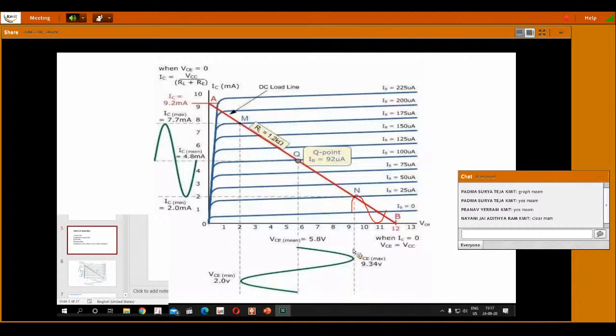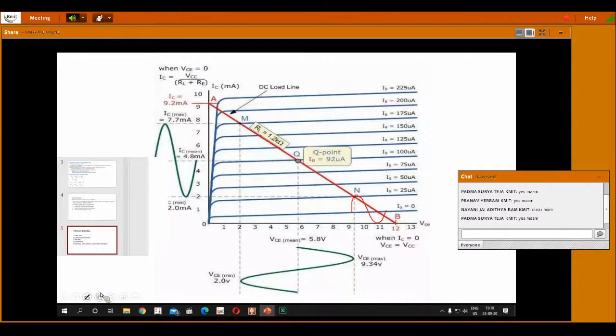What is the need of biasing in a transistor amplifier circuit? Is it clear, everybody? Is it clear? Yes or no?